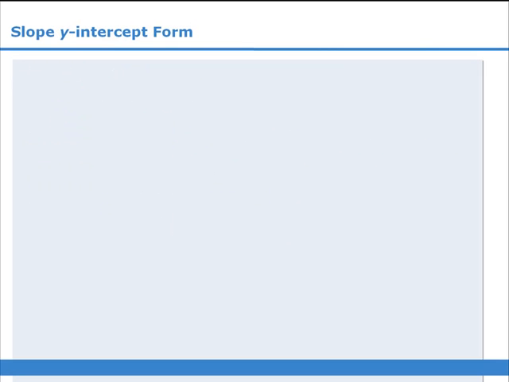Okay, let's summarize. In this lesson, we learned that when equations of lines are written in slope y-intercept form, they provide two important pieces of information.